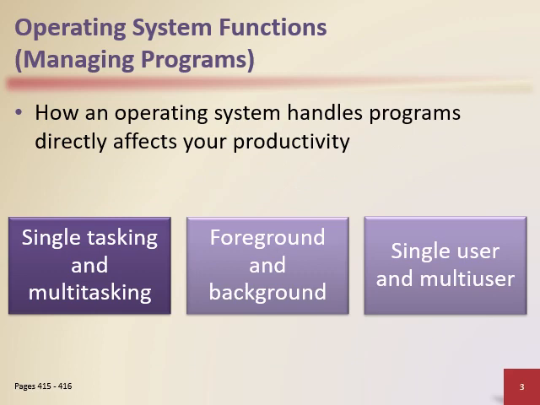Another functionality of the operating system, as we discussed earlier, is the management of programs. How an operating system handles programs directly affects our productivity. An operating system can be a single tasking operating system or a multitasking operating system. It manages programs by giving you the flexibility of the foreground and background feature, and the single user and multi-user feature as well. A single tasking operating system, as the name indicates, will allow only one program or app to run at a time.